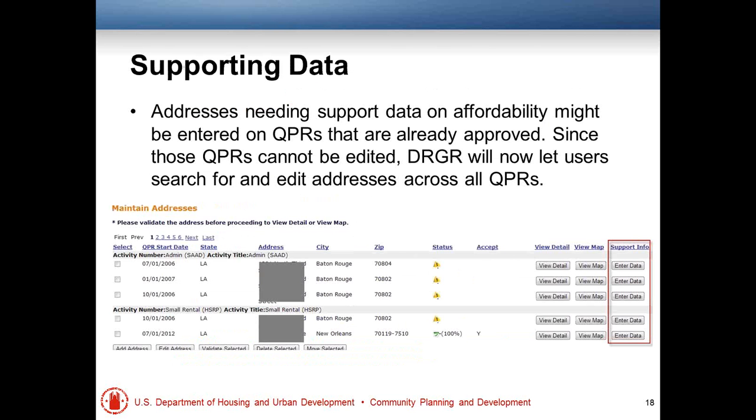Just want to show you a little bit of highlights of that. This is when you're maintaining the addresses. Remember, when you enter your QPR module, before you actually open a QPR, you can go to a maintain address link. This is the link we showed you before where you can edit and delete your addresses. There's also an item, if you go all the way to the right-hand side of the maintain addresses screen, where it says support information. This is where you can put information such as your period of affordability.